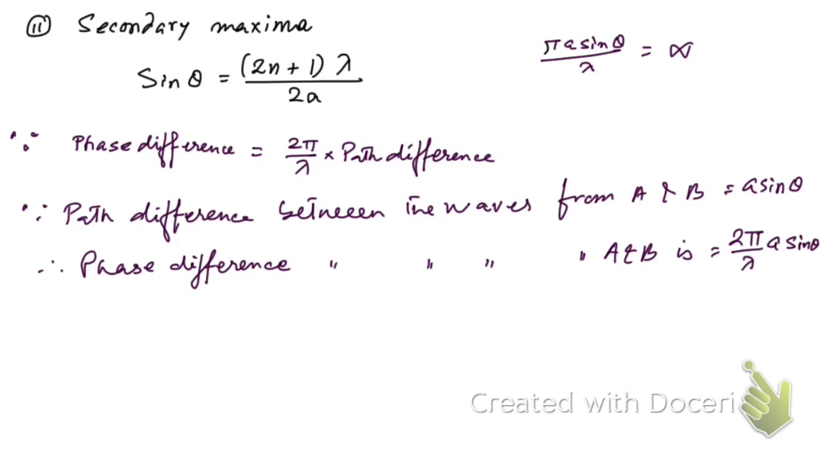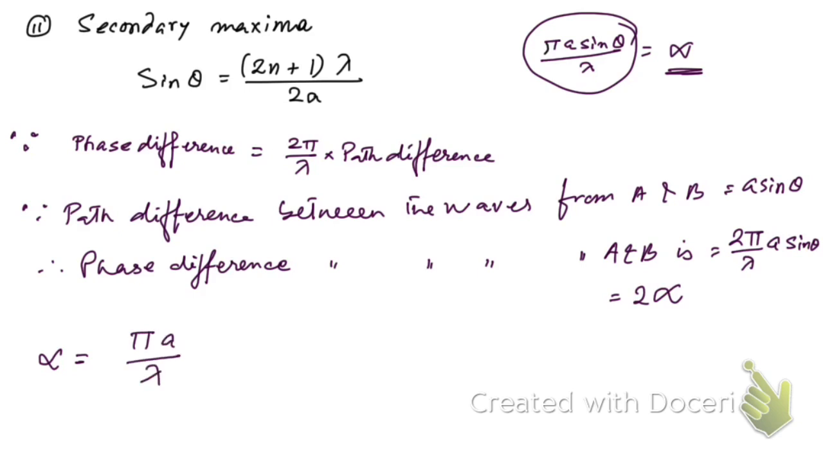So what does it mean? It means that 2 into alpha, this alpha is equal to this one, is the phase difference of the waves originating from A and B, right? Hope you have understood this. Now you see, let us put this value here. If we use this in this equation, what are we going to get? We're going to get alpha is equal to pi a by lambda, instead of sine theta, what are we going to put?